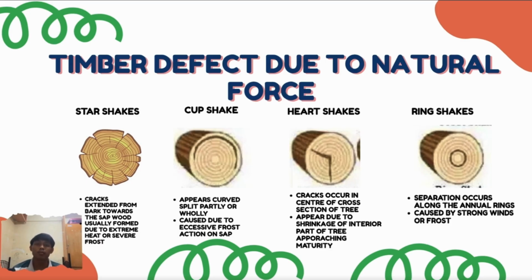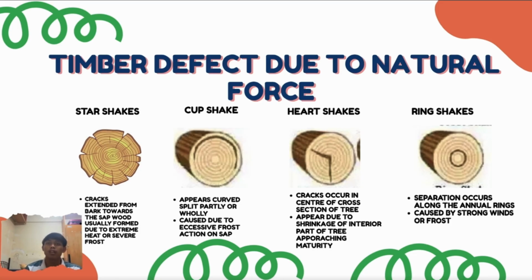Second is the cup shape. These defects form a curved split along the annual rings because of excessive frost action. Third is the heart shape. Heart shapes begin at the center of the tree and spread outward. They usually develop as the tree becomes older.